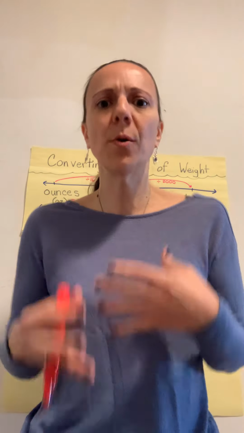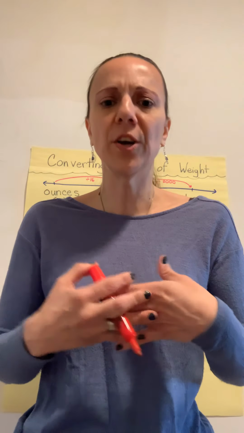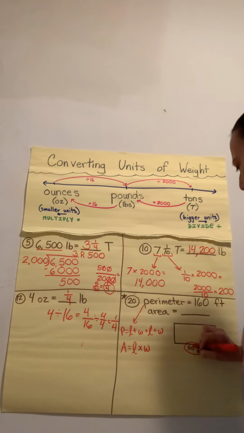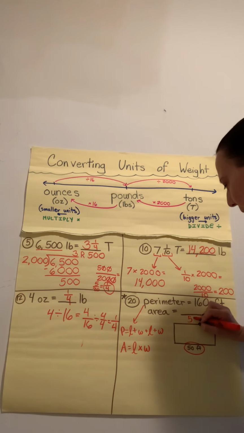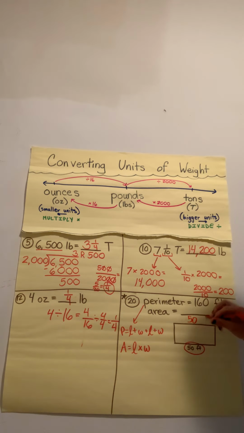Well, the other piece of information they gave me was the perimeter. So I must have a way to use the perimeter to help me find the other dimension. And then second step, I can find the area. So let me think about how I can find that other dimension using perimeter. I know this must also be 50 because it's a rectangle. So this must also be 50 feet.